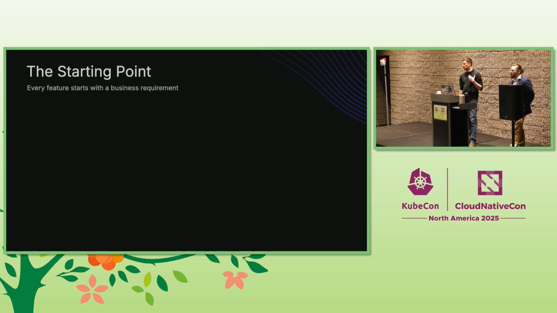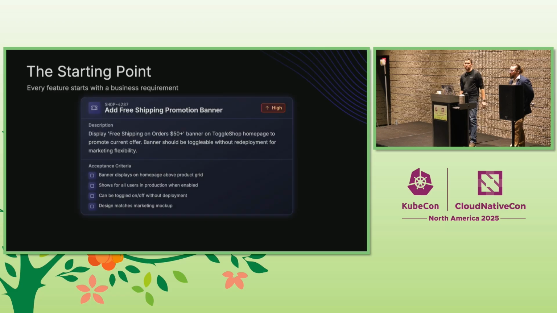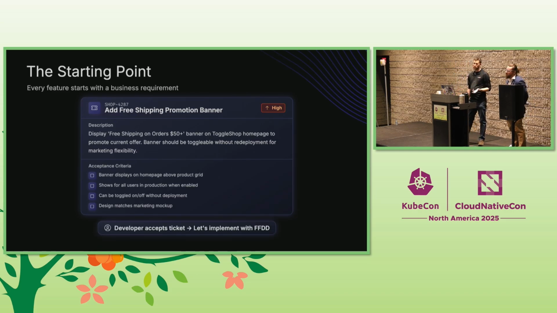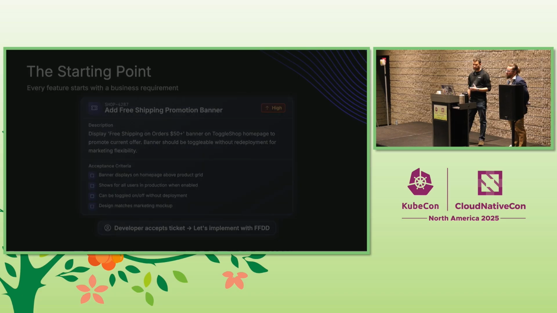So let's walk through a typical scenario here. This is back to Kris's flow that he talked about earlier. Imagine you're a developer and you get this ticket. It says you have to add a free shipping banner to your application. It's really high priority, and we want to put it behind a feature flag. So we'll go through the whole process here.